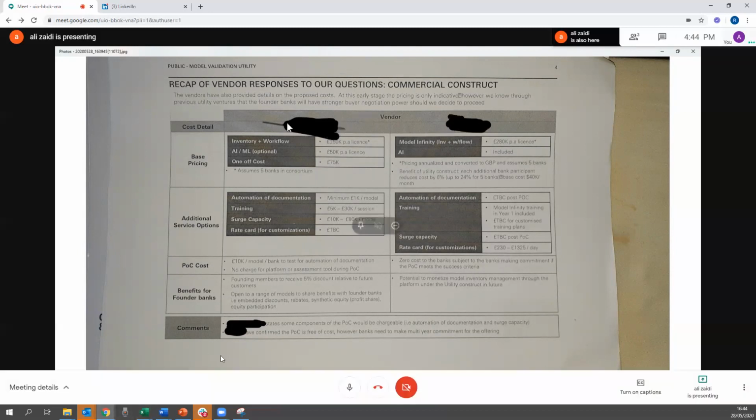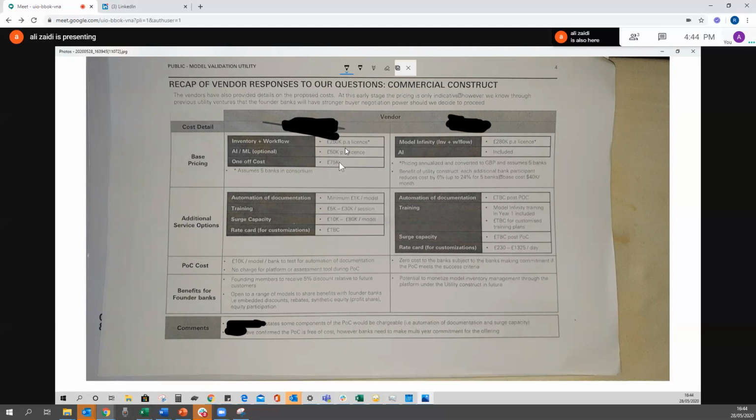An example. This is pricing here. Okay, inventory and workflow. That's a kind of platform licensing, right? Yeah, they're both similar. Both vendors have an inventory management system, which allows you to see what models are live, where, and what the status of the model is. Is it approved? Is it being reviewed? Is it currently in dispute?